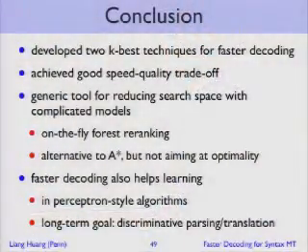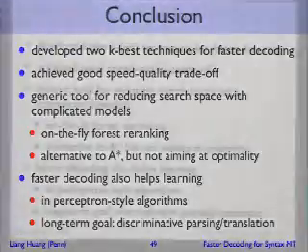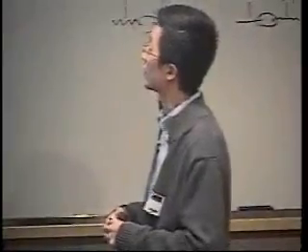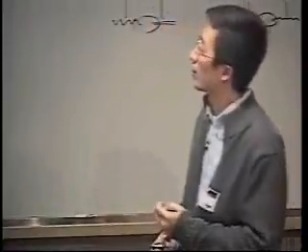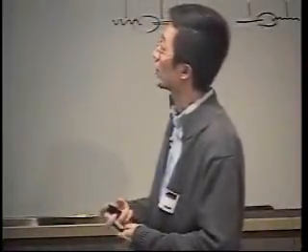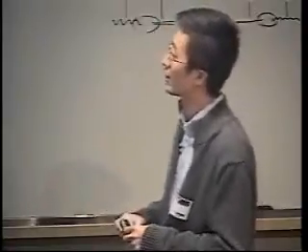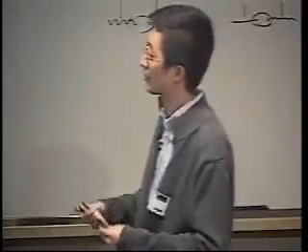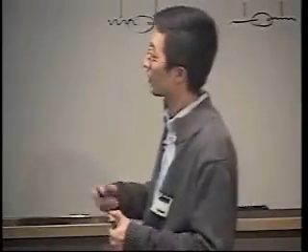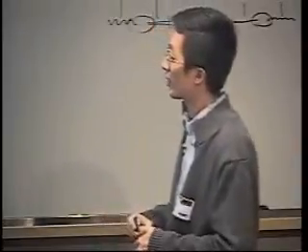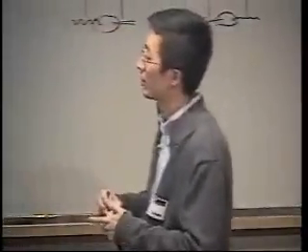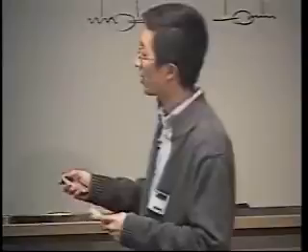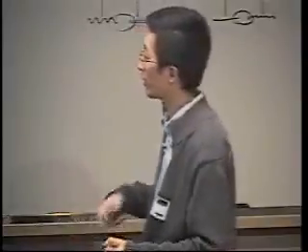So to conclude, we present two techniques based on the k-best algorithm for fast decoding in machine translation, and we achieved a pretty good speed-quality trade-off. This method can be generalized to be a generic tool for reducing the complicated search space in a lot of problems in NLP. It can be viewed as on-the-fly forest reranking, and it can probably be a generic tool as an alternative to A-star kinds of methods. But our goal is not to aim at the globally optimal answer, but by approximation, to achieve a good quality and speed trade-off.